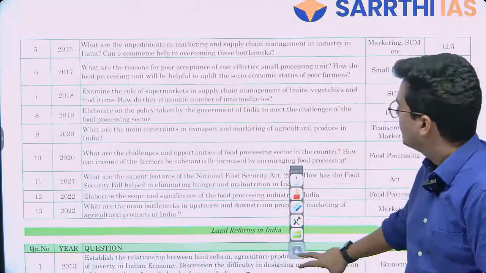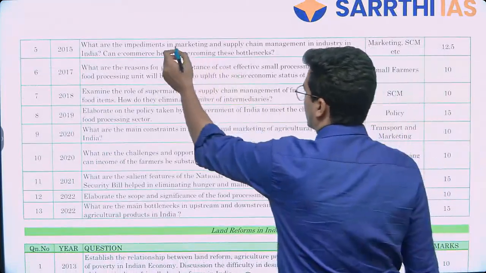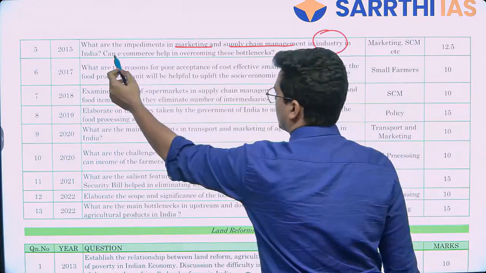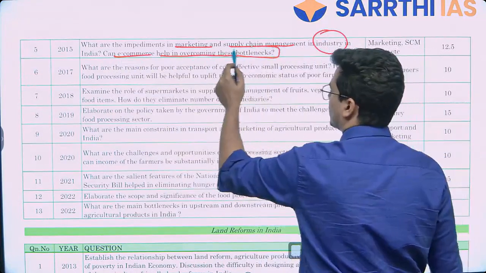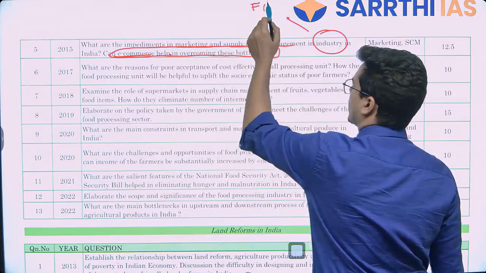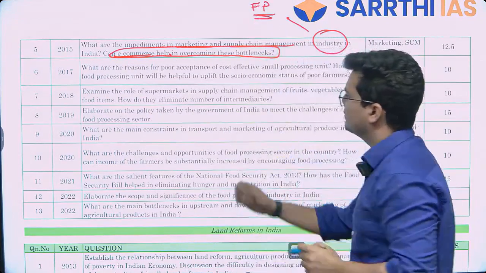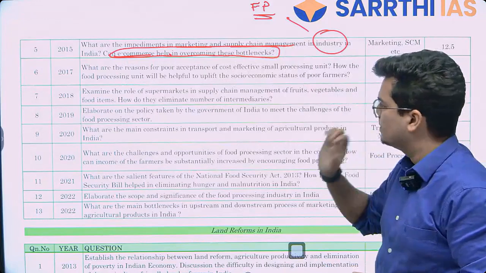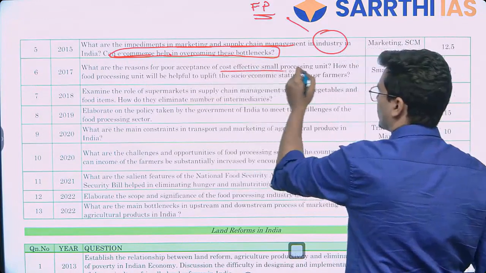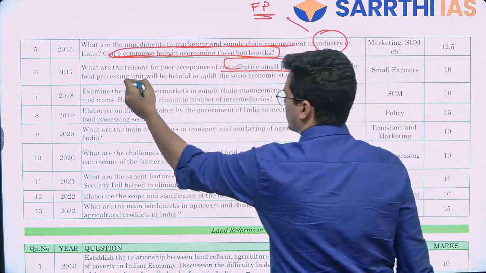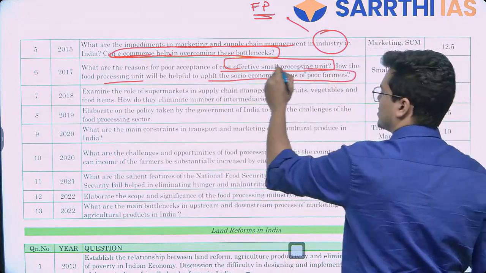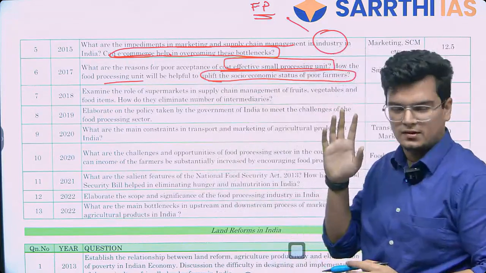What are the impediments in marketing and supply chain management in industry in India? Can e-commerce help in overcoming these bottlenecks? Okay, I think this should be food processing industry. So again, with regards to food processing industry, they have asked marketing and supply chain management. Reasons for poor acceptance of cost-effective small processing unit. How will small food processing unit be helpful to uplift socio-economic status of farmers? So again, a question on food processing.